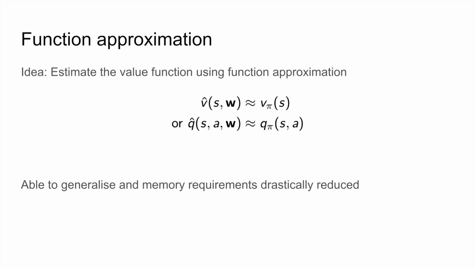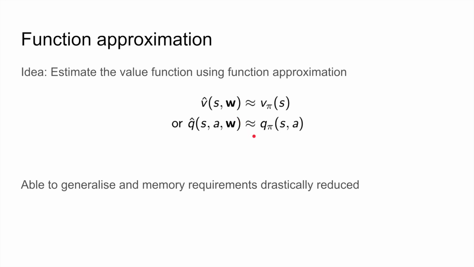The main idea behind how to scale up reinforcement learning is called function approximation. You estimate the value function using function approximations, some function of the state or the action. For instance, if you're approximating the state value function, which is denoted by v_pi, then you could have a function which has a single input state and which is parameterized by some parameters w.